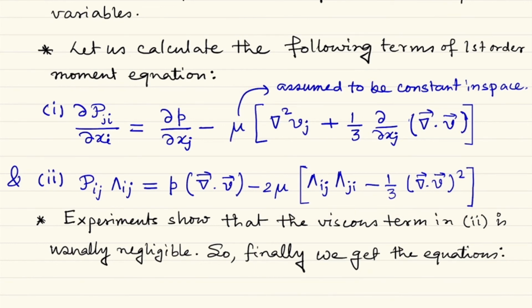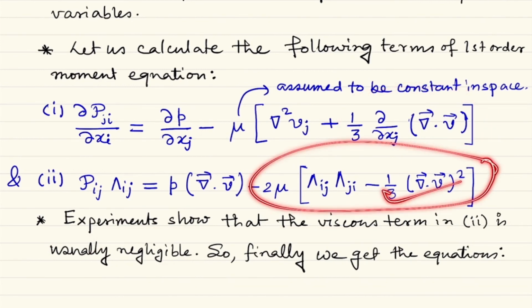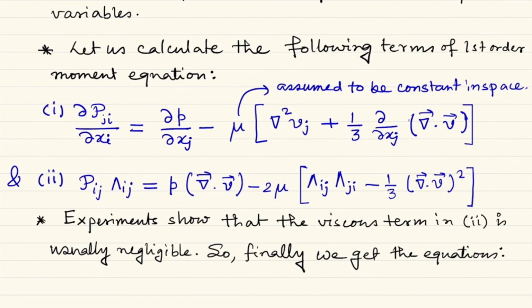Now experiments show that the viscous term in 2 is usually negligible, and in most cases this term is also negligible, but this one is much more negligible and this one is much more popular actually. Sometimes even in some cases we can take this, but this is mostly neglected.